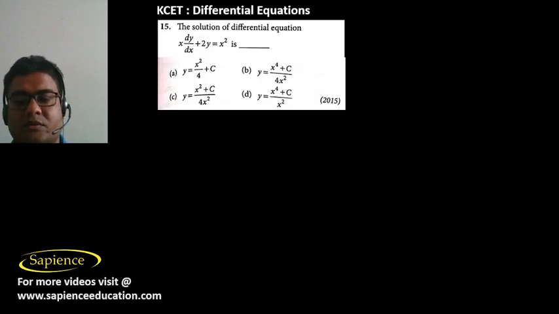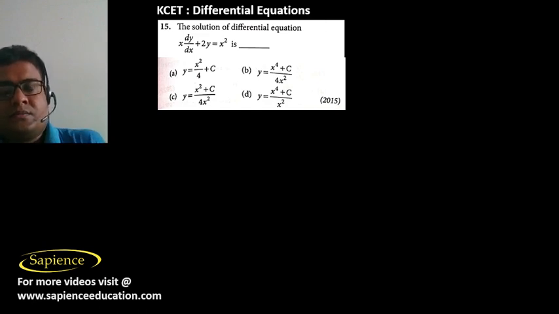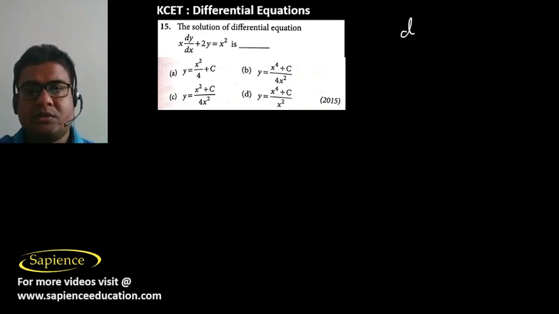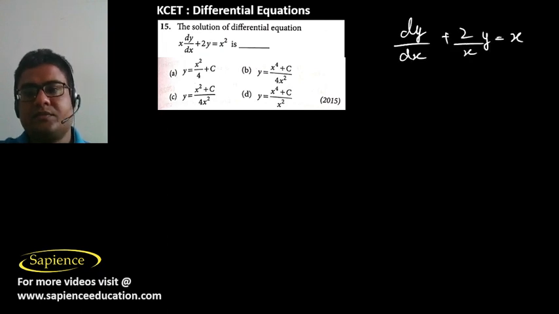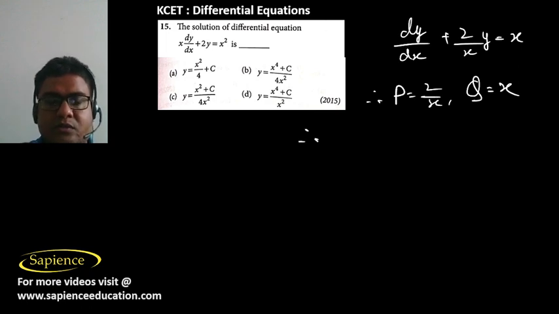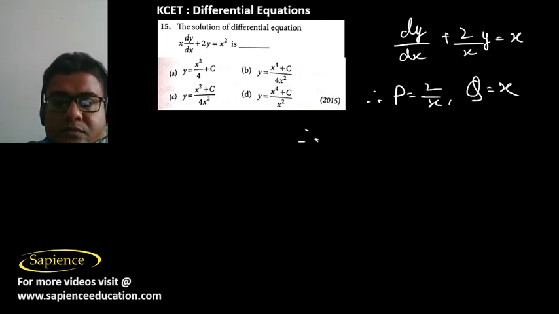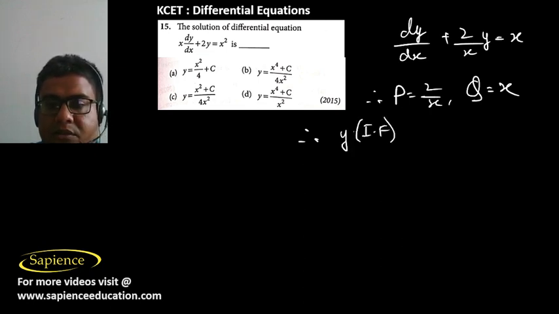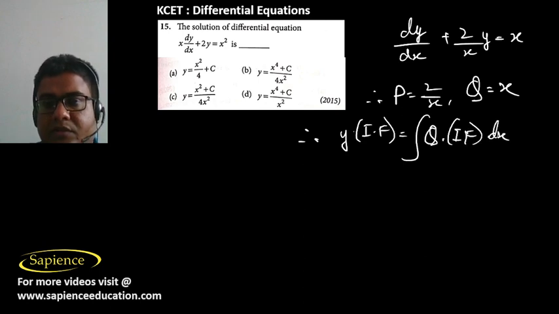Next, the solution of this differential equation. You write this as dy by dx plus 2 by x y equals x. Therefore, here P is equal to 2 by x and Q is equal to x. The solution of this equation is y times integrating factor, that is equal to integral Q times IF dx.